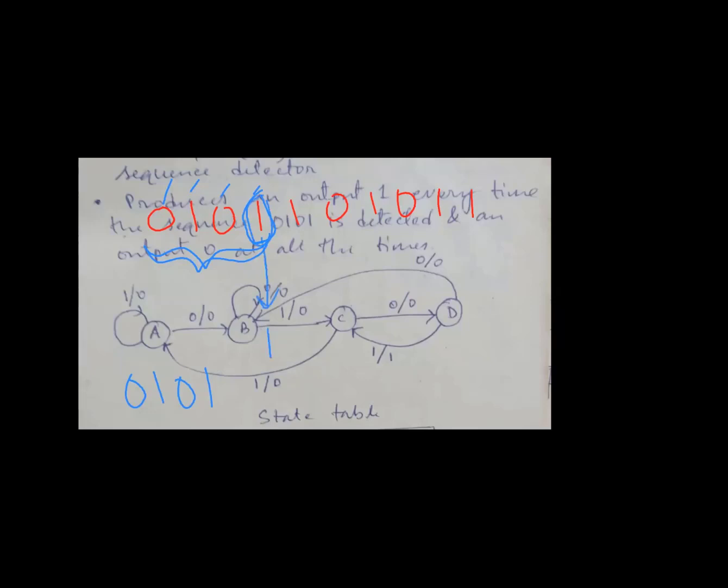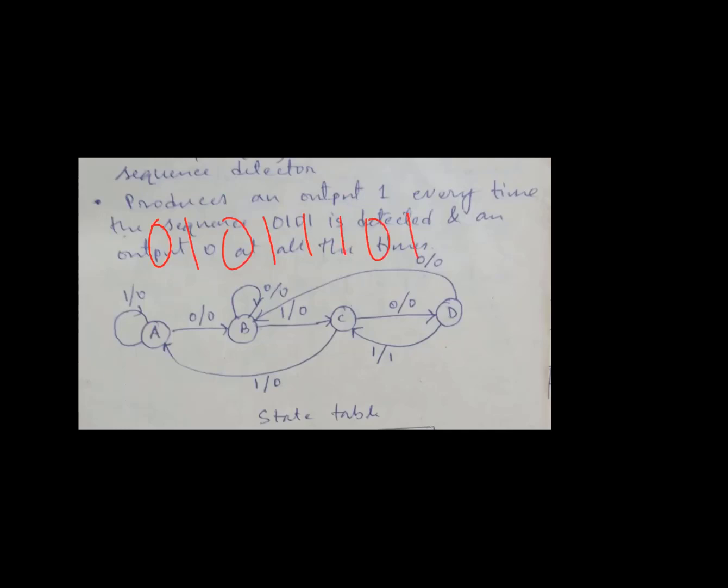Otherwise, for the first 0, output is 0. For the first 1, output is 0. For the second 0, output is 0. Now proceed. Again, 0, 1, 0, 1, 1, 1, 0, 1, 0, 1, 1. The first 4 bits we have already scanned, and output was 1 for that bit only.